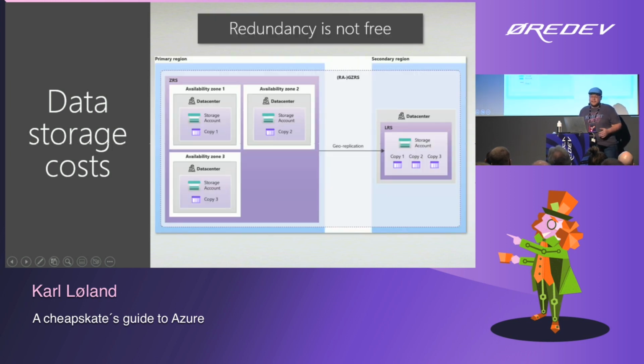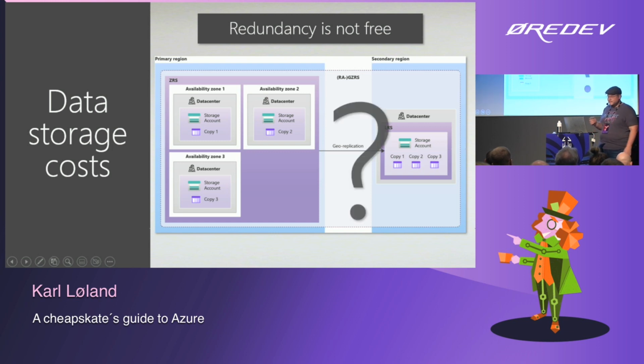Another hidden cost is data redundancy in Azure storage accounts. Redundancy is great, but do you need it all the time? If you do not need data redundancy, can you manage with just zone redundancy or local redundancy? As an example, the price difference from local redundancy to geo-zone redundancy, the best one, is a 65% price increase.